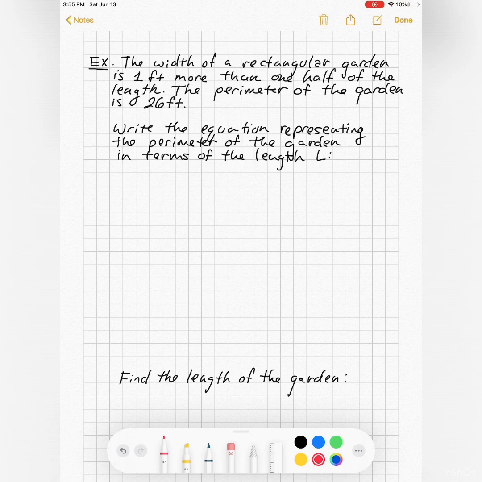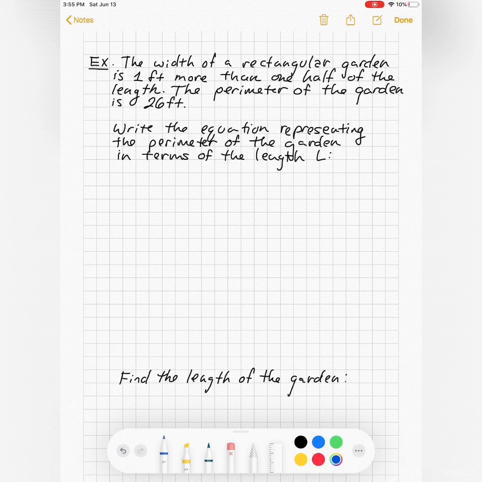The width of a rectangular garden is 1 foot more than 1/2 of the length. The perimeter of the garden is 26 feet. Write the equation representing the perimeter in terms of the length L.